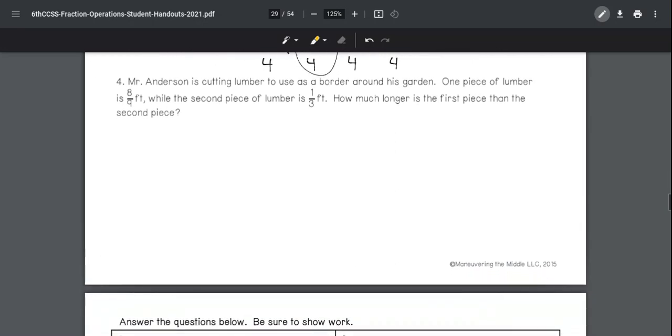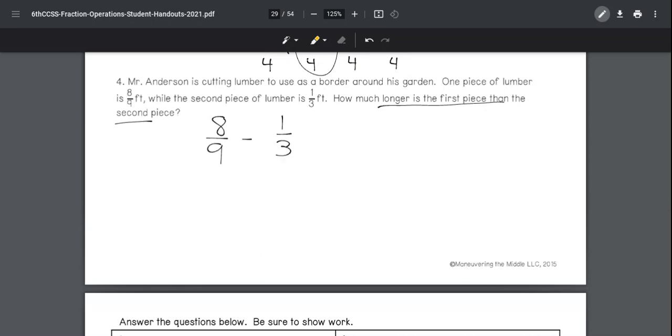Number 4, Mr. Anderson is cutting lumber to use as a border around his garden. One piece of lumber is 8/9 of a foot, while the second piece of lumber is 1/3 of a foot. How much longer is the first piece than the second piece? You should know that we need to subtract this. So my subtraction problem is going to be 8/9 minus 1/3.